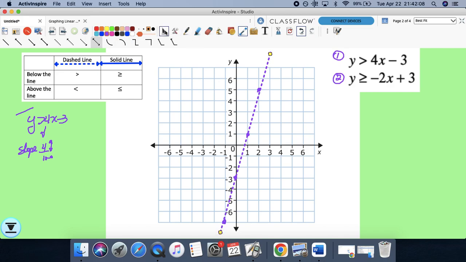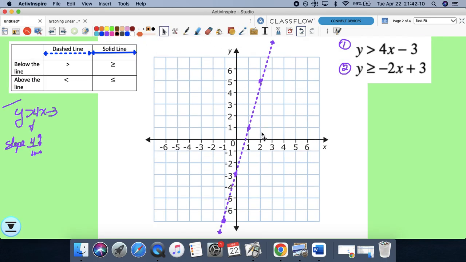What do we do next? Next, we take a test point. Pick a point on the left side of the line or right side of the line, and the best point to select is 0, 0, because that's the easiest one to substitute and evaluate. So we get y greater than 4x minus 3. We're going to replace it with our test point, 0, 0, and see if it works. So 0 is greater than 4 times 0 minus 3.